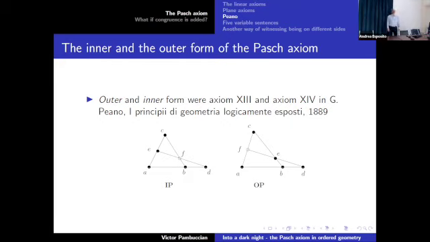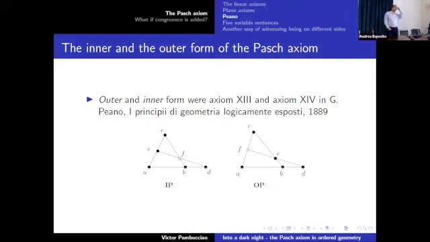Peano, in 1889, in I principi di geometria logicamente esposti, was asking for a generalization of this Paschean world in which you can go in arbitrary, unspecified dimensions. And there he found that you can't state the Pasch axiom anymore in that way, but you can state it in two different ways that are axioms 13 and 14. But since in Schwabhäuser, Szmielew, Tarski, these are called the inner and outer form of the Pasch axiom, I will stay with them that way rather than saying that they are axioms 13 and 14 of Peano.